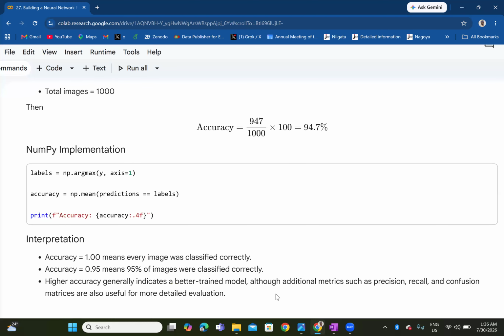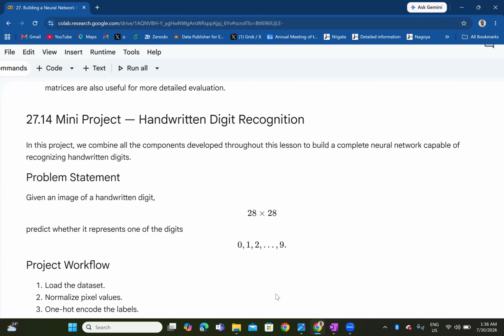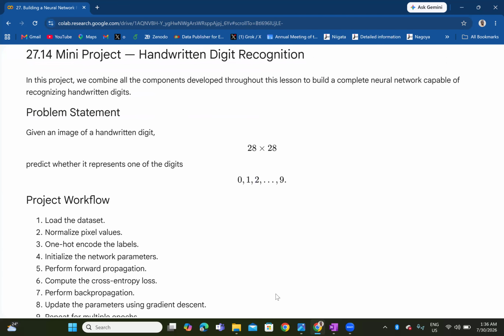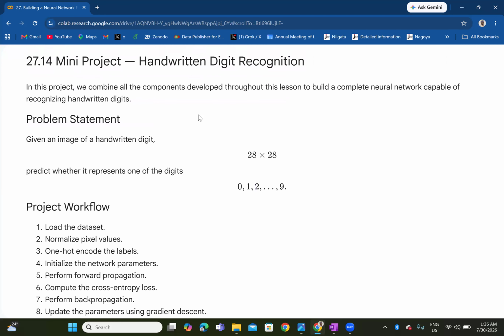So we have all of this coming up in machine learning all the time. So finally, we are at our mini project. The mini project, like we said, is handwritten digit recognition, right? In this project, we combine all the components developed throughout this lesson to build a complete neural network capable of recognizing handwritten digits.